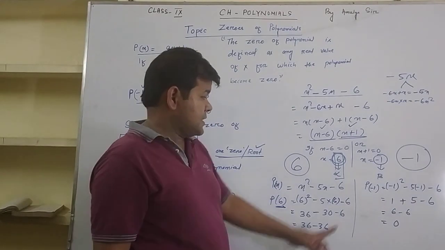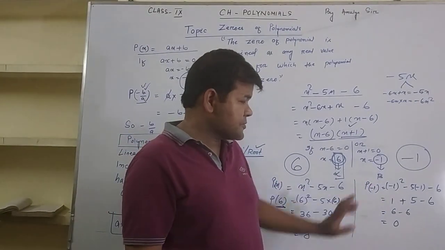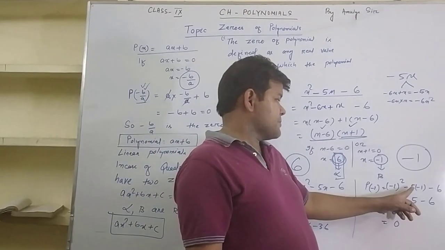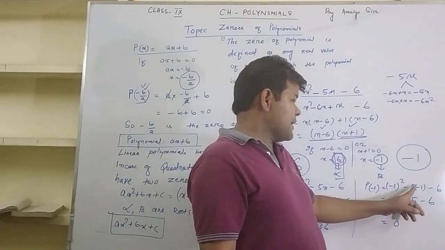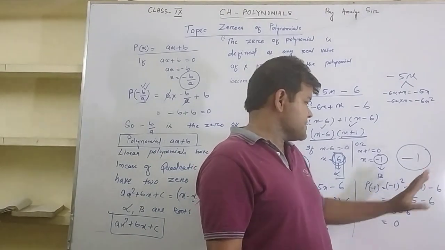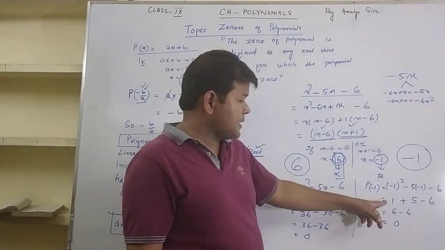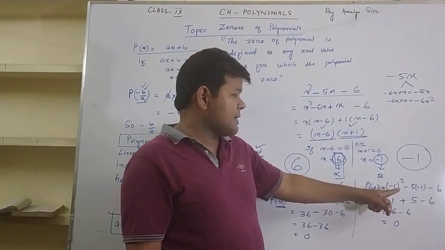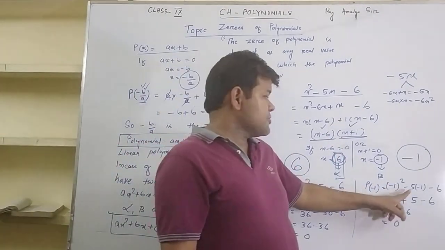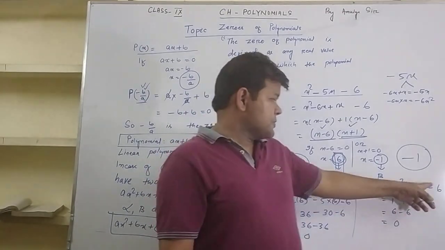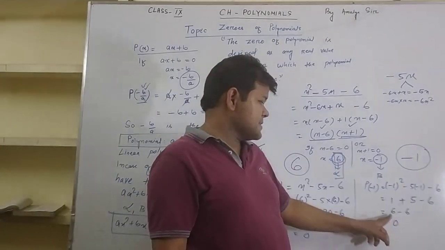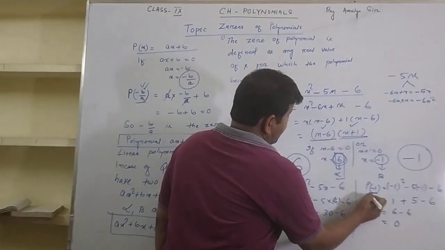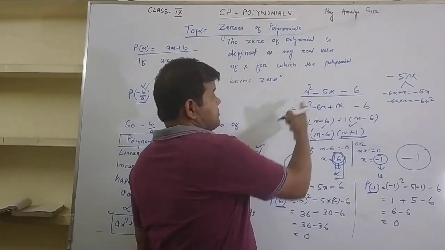Another one you test. p of minus 1 equals minus 1 square minus 5 into minus 1 minus 6. Minus 1 square is plus 1. Why? Minus into minus is plus, so minus 1 into minus 1 equals plus 1. Minus 5 into minus 1 is plus 5. Then this is minus 6. So adding, 6 minus 6 equals 0. That means minus 1 is also a zero of this polynomial.